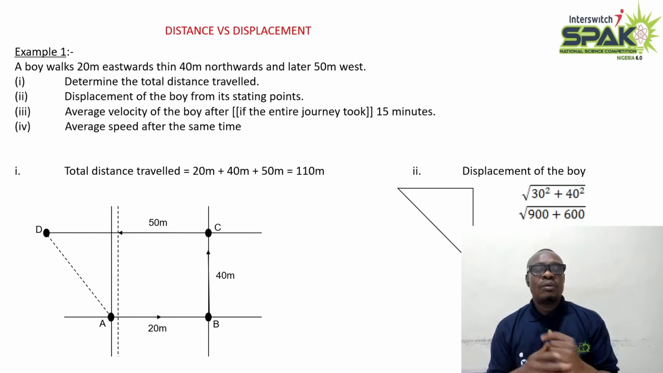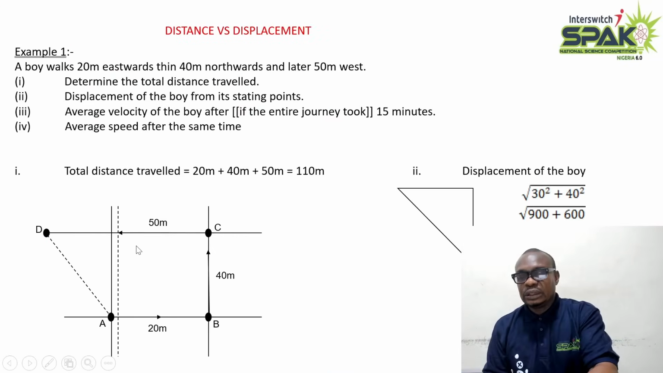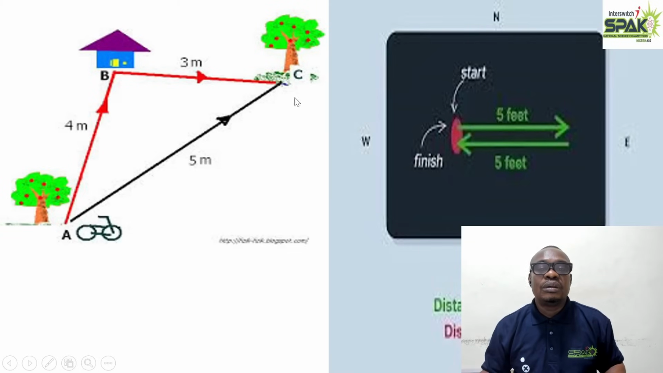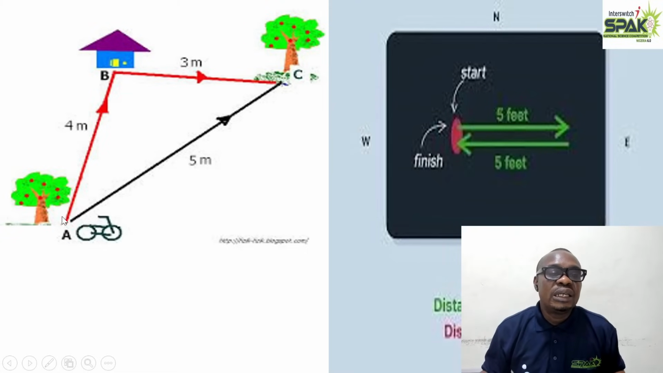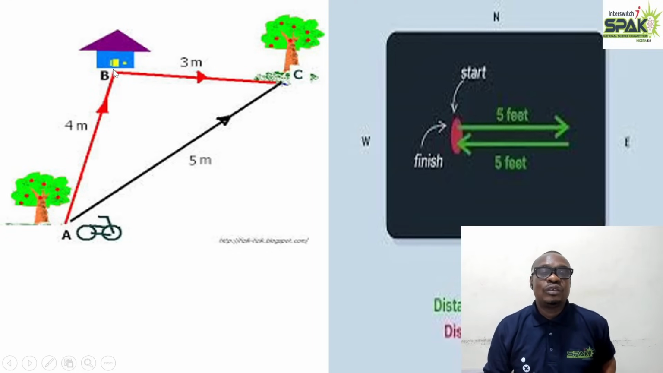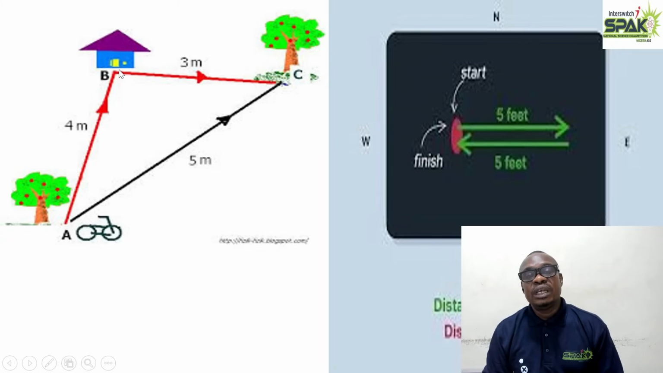Okay, now looking at this point, if a boy moves from this end, from this point, this tree, down to his house, after which he decides to go out again to pluck some fruits, and instead of coming down here again, he moves from B down to C. Let's take the movement again. From A he moved to B, his house, dropped his bike, then from B moved down to C.